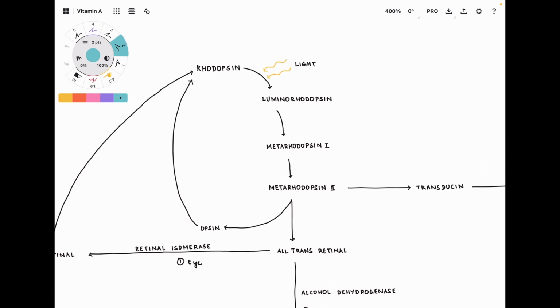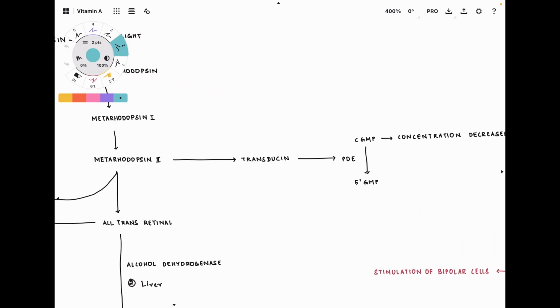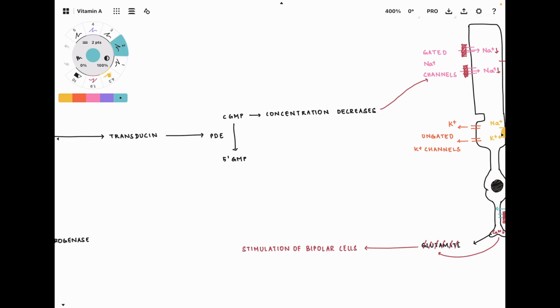Now, we might wonder from where the nerve impulse is generated for vision. For that, we have to focus on the compound metarhodopsin 2. Metarhodopsin 2 activates a substance called transducin. This transducin activates an enzyme called phosphodiesterase. This phosphodiesterase converts cyclic GMP into 5-GMP.